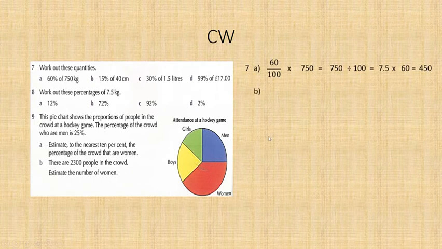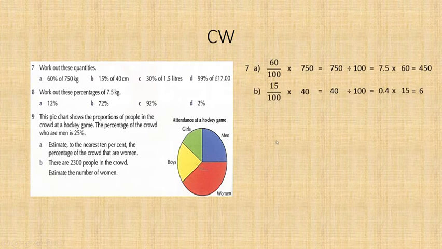Okay, question number B. 15% of 40 centimeters, so it means 15 over 100 times 40 centimeters. So it's the same thing again. I'm just dividing this 40 by 100 and it's going to be equal to 0.4. And take this 0.4 multiplied by the numerator, which is 15. So 0.4 times 15, 4 times 15 is going to be equal to 60, and move the decimal point 1 step to the left. So it's going to be 6.0 or 6, and 6 centimeters.